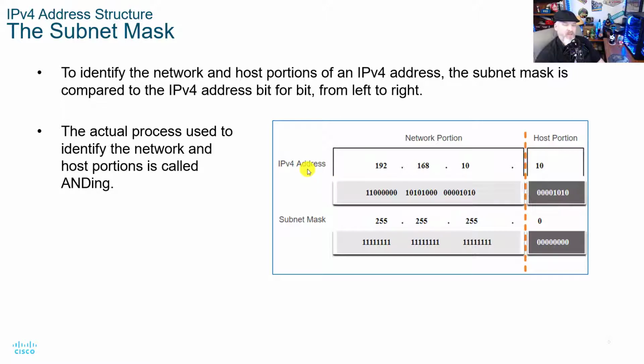Let's take a look at that with the subnet mask. When we identify the network and the host portions with the v4 address, the subnet mask is compared to the v4 address bit for bit from left to right. I know we write out IP addresses and we write out binary right to left, but when the network is reading these bits, they read them from left to right. So when we read these, we read them from left to right here. This one is our same number we were just looking at. And our subnet mask in this case is 255.255.255.0. So what is that telling us?